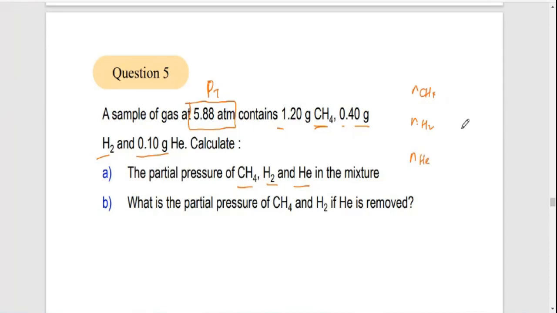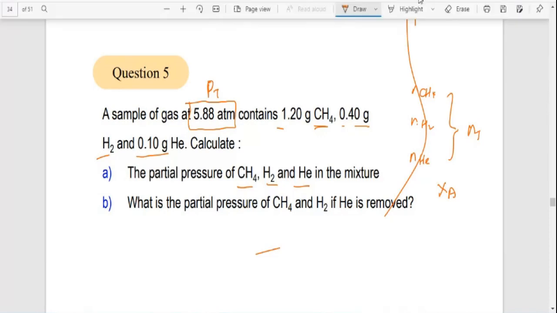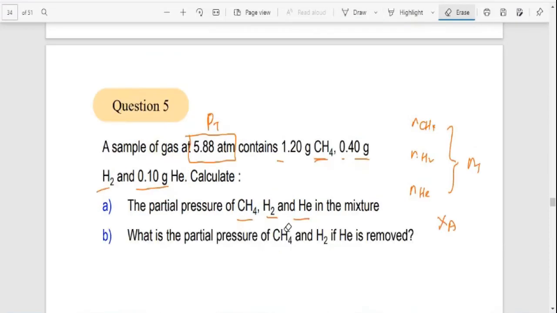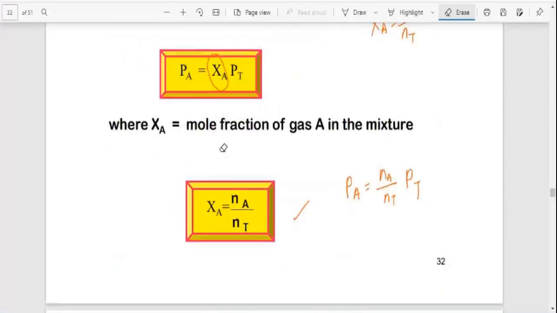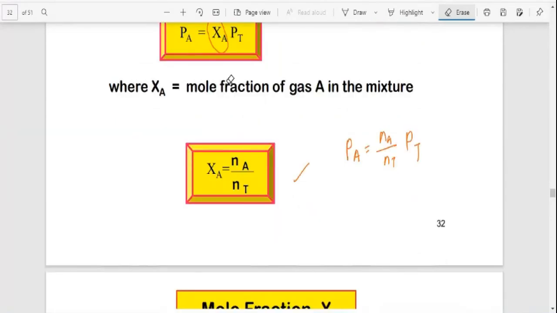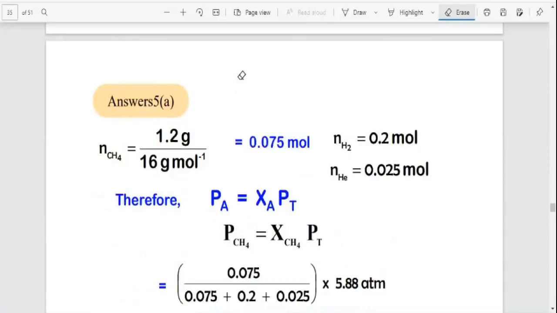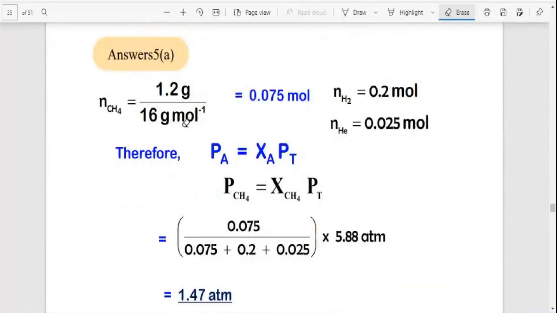Sum up these three gases, I will get the n total. Then only I will get the mole fraction. Once I get the mole fraction, yes, I can find the partial pressure, because just now we learned already here. Once I know the mole fraction, I can find the partial pressure by using PA equal to XA times PT. This is what I say. Find the number of mole first.